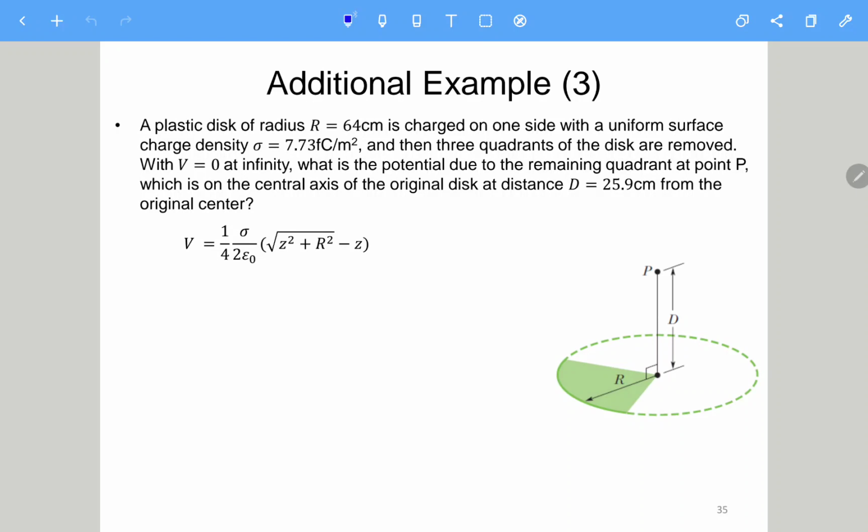Okay, so we still have the last one to finish off this chapter. So here it says a plastic disc of radius capital R is charged on one side with uniform surface charge density sigma, and then three quadrants of the disc are removed. With V equals 0 at infinity, what is the potential due to the remaining quadrant at point P, which is on the central axis of the original disk at distance capital D from the original center? Okay, so this is the original disk, and then three quadrants are removed. So the remaining one is this green area, and then we would like to calculate the potential at point P.